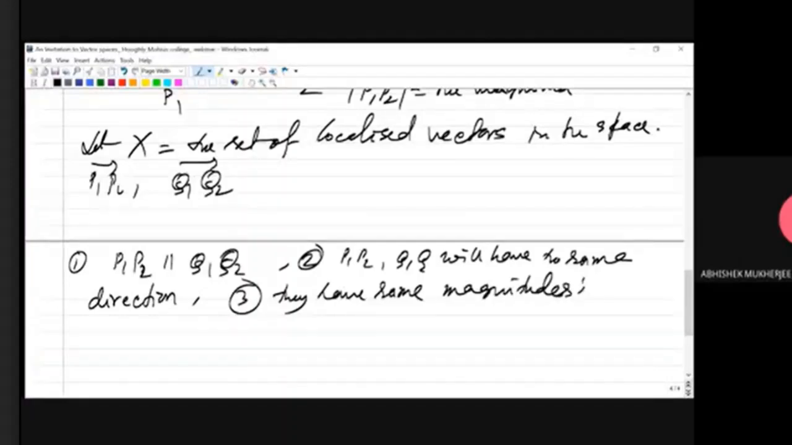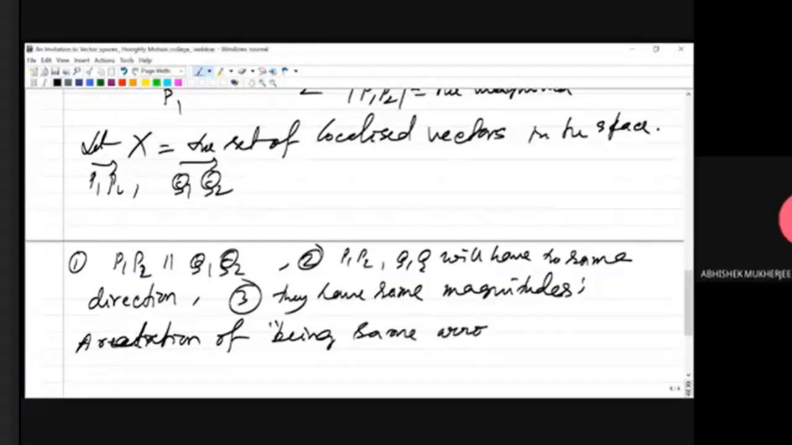Yeah, fine. Now if these two localized vectors satisfy 1, 2, and 3, then we say that these two represent the same arrow. And this is actually a relation, the relation of being the same arrow. So this is a relation of being the same arrow on the set X. So you have a relation on the set X.